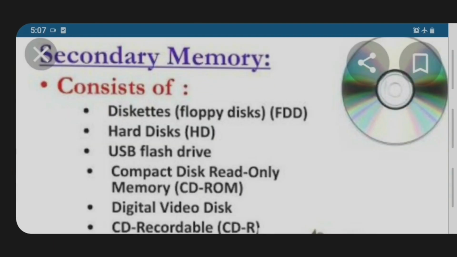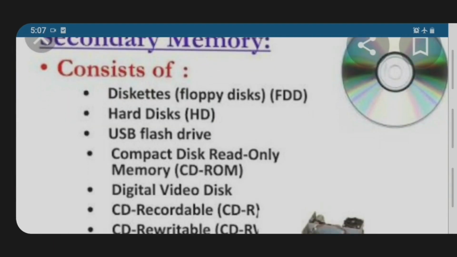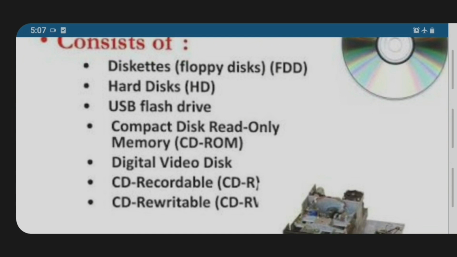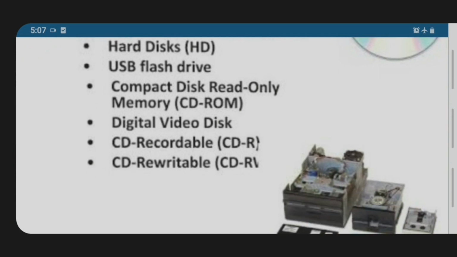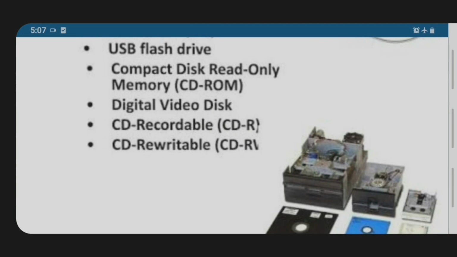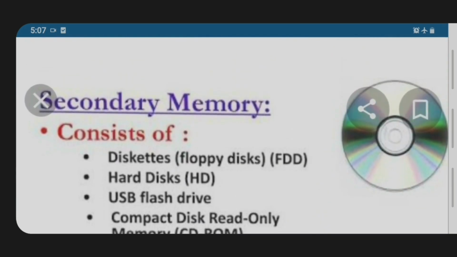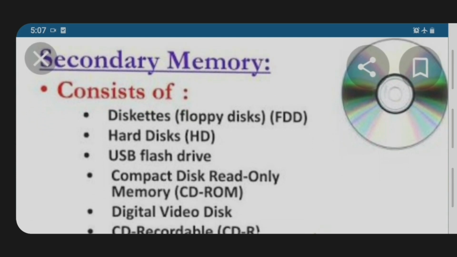Now you can see in the picture the types of secondary memory, which consist of diskette (floppy disk is also known as diskette), hard disk, USB flash drive, compact disk read-only memory (CD-ROM), digital video disc (that is DVD), CD recordable (that is CD-R), and CD rewritable (that is CD-RW). So these all are the types of secondary memory.